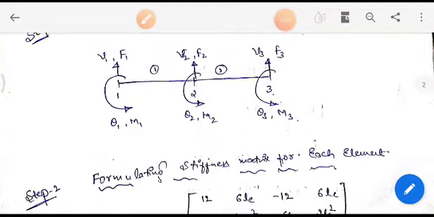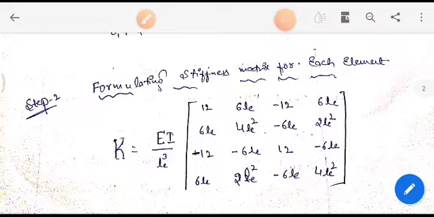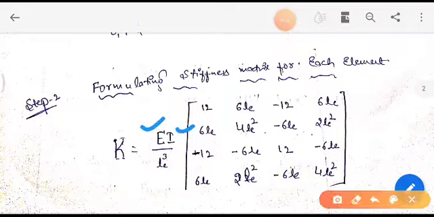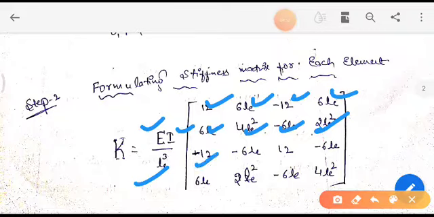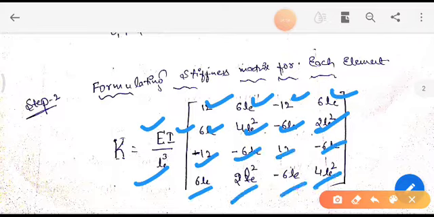Once we do this, the next step is to formulate the stiffness matrix. As we know, the stiffness matrix for a beam element is given by E I divided by Le cube. Le is the length of the element, E is the Young's modulus, I is the moment of inertia, and the elements are 12, 6 Le, minus 12, 6 Le; 6 Le, 4 Le square, minus 6 Le, 2 Le square; minus 12, minus 6 Le, 12, minus 6 Le; 6 Le, 2 Le square, minus 6 Le, 4 Le square.